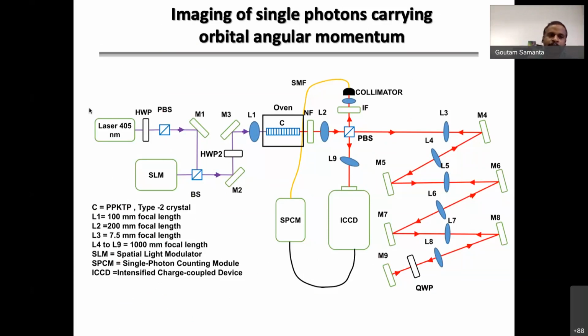So we took a 405 nanometer laser and converted its spatial mode using a spatial light modulator, and then took the beam. This is the pump beam, which is always a classical beam, with an output power in the range of milliwatts or so, and it is focused into a nonlinear crystal. It's a type 2 process, a periodically poled type 2 crystal, where the generated photons will be in orthogonal polarization states.